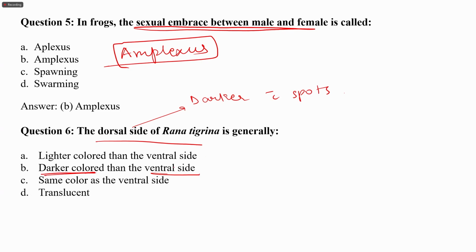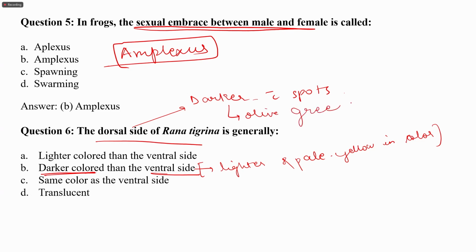The dorsal side of Rana tigrina is generally, so we know that the dorsal side is usually darker with spots. So the dorsal side of Rana tigrina is darker colored than the ventral side, while the ventral side is lighter and pale yellow in color. The dorsal side is usually darker with spots, and the color is usually olive green in Rana tigrina. So the answer is darker colored than the ventral side.